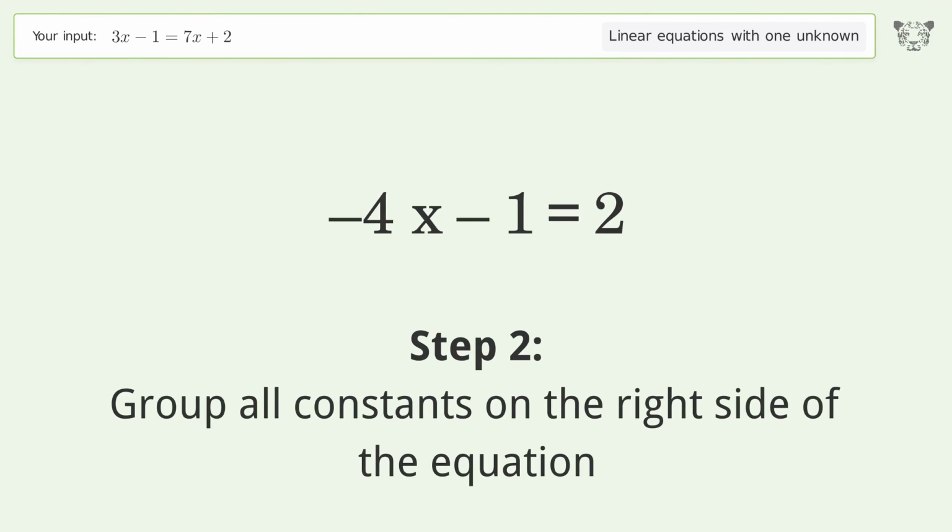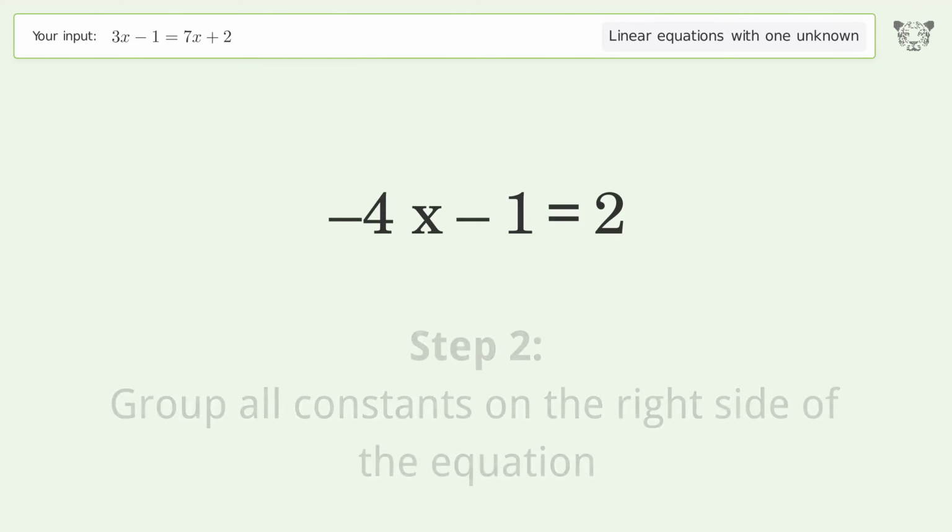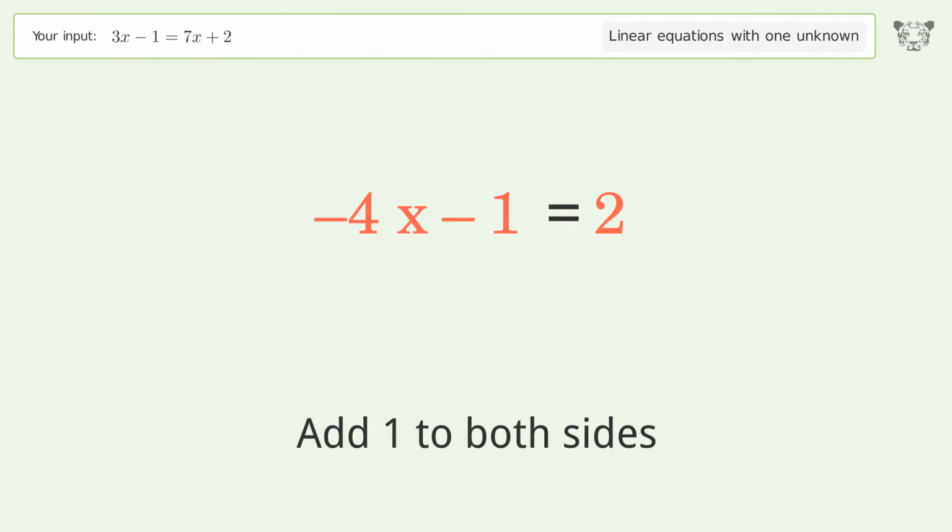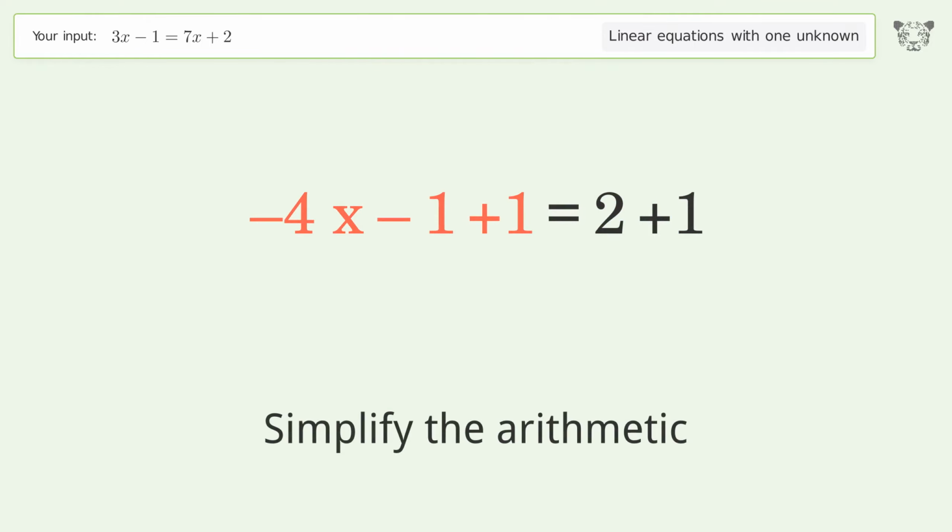Group all constants on the right side of the equation. Add 1 to both sides. Simplify the arithmetic.